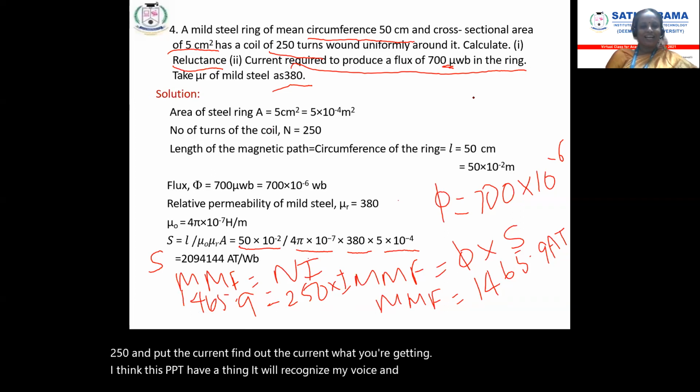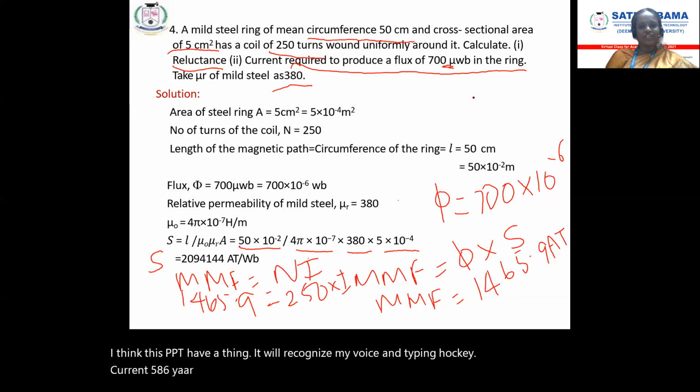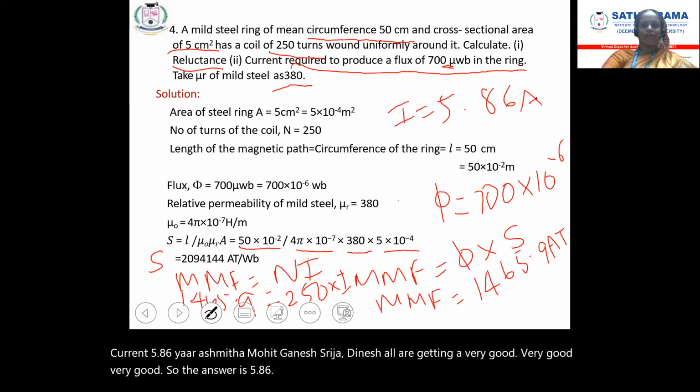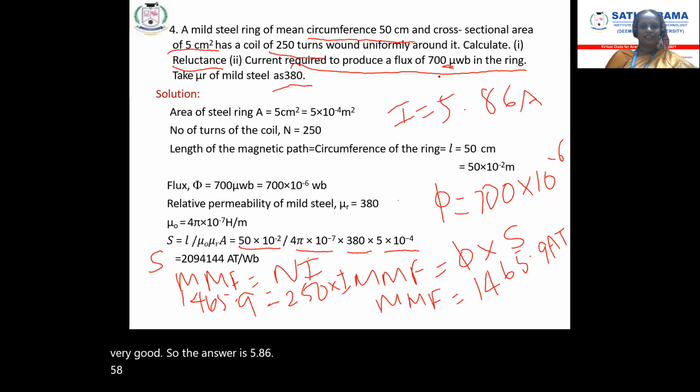Current 5.86. Yeah, Rashmita, Mogit, Ganesh, Shrija, Dinesh, all are getting. Very good. So the answer is 5.86.